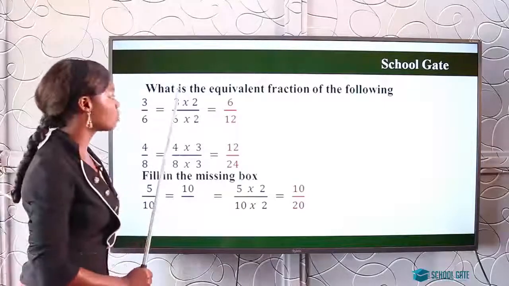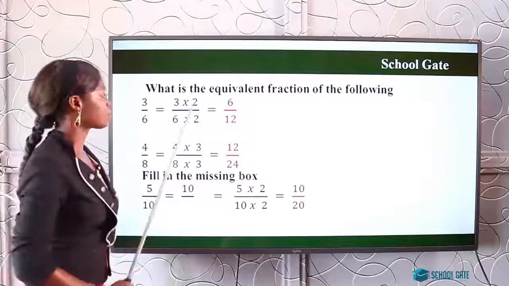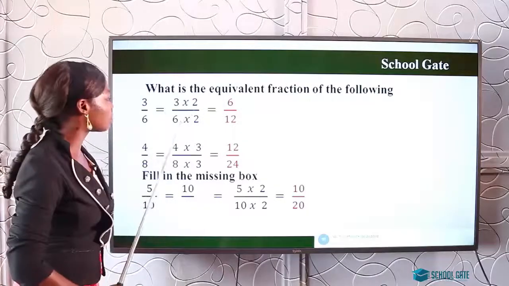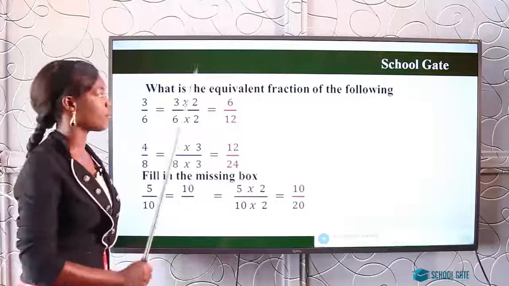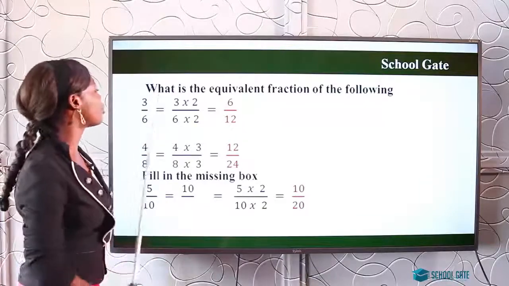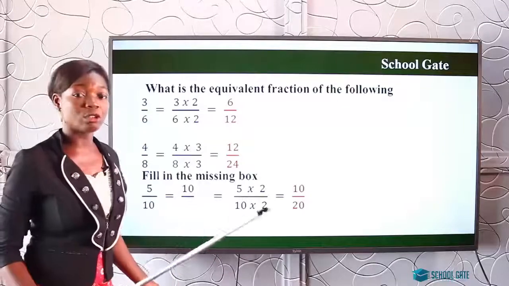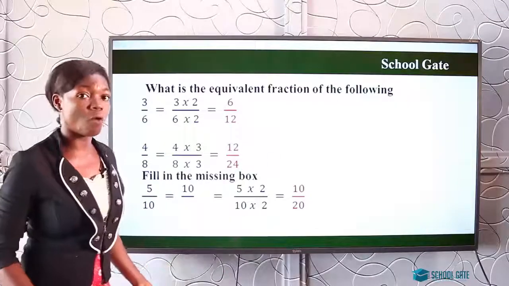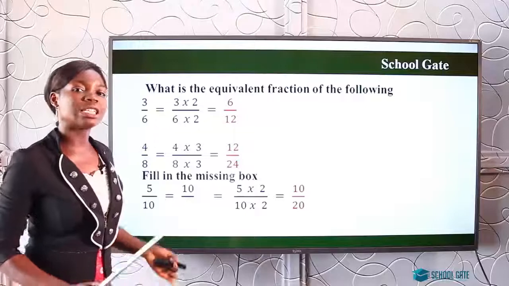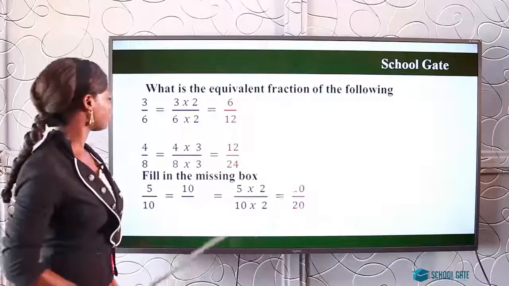So 3 times 2 will give us what? 6. This 6 here multiplied by 2 will give us 12. So the equivalent fraction of 3 over 6 can also be 6 over 12. Now you could make use of 3, you could make use of 4, okay? So just make sure that the numbers are the same.